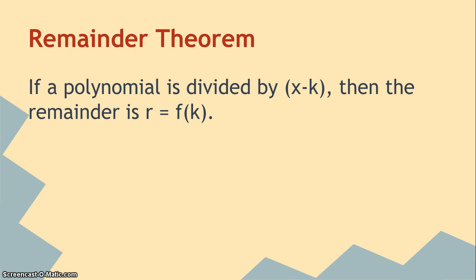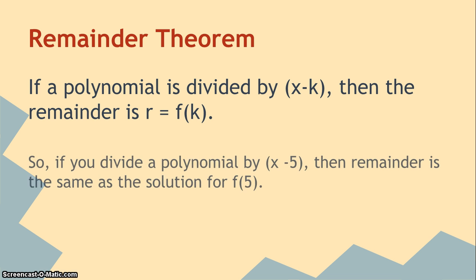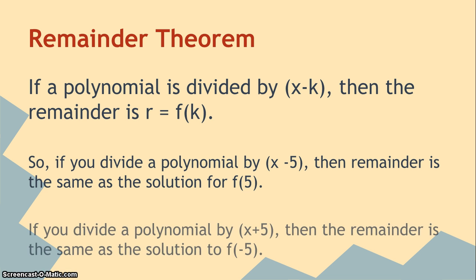Okay, and you know this already. This is what we did. This is what the synthetic substitution was all about in the first section. So what it's saying is if you divide a polynomial by, let's say, x minus 5, then the remainder is the same as the solution if you were to plug 5 into the polynomial and calculate the solution. If you were to divide a polynomial by x plus 5, then the remainder is the same as the solution to f of negative 5. So you already know this. We did this in the first section of the chapter.